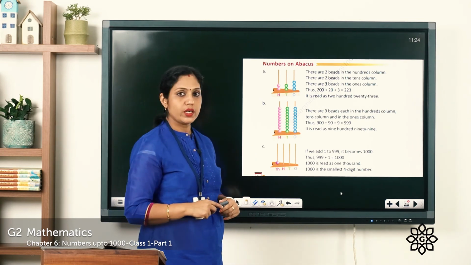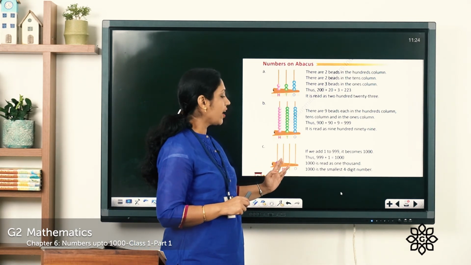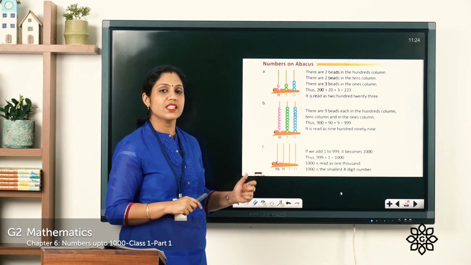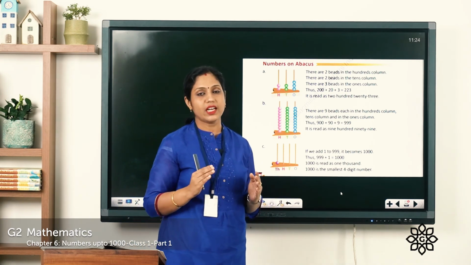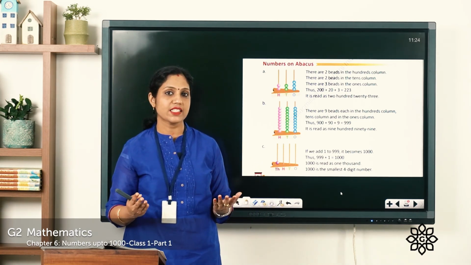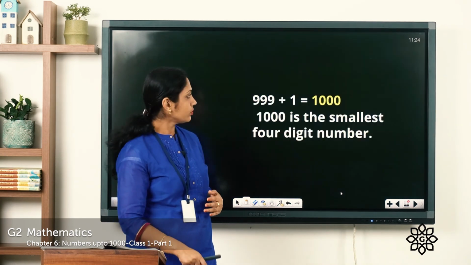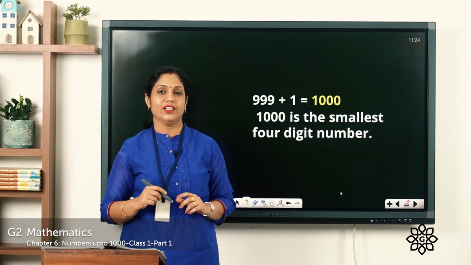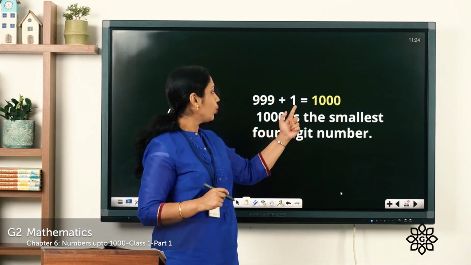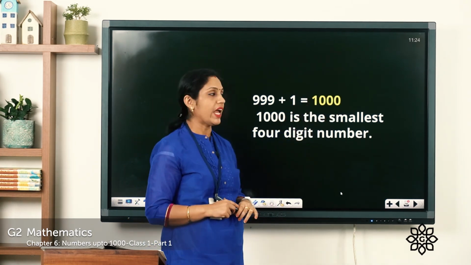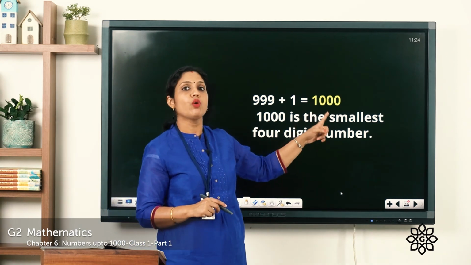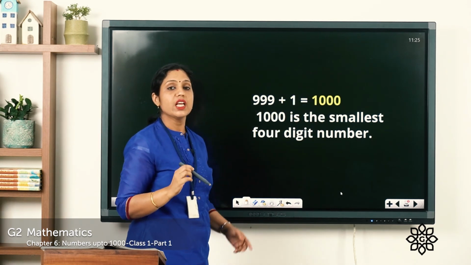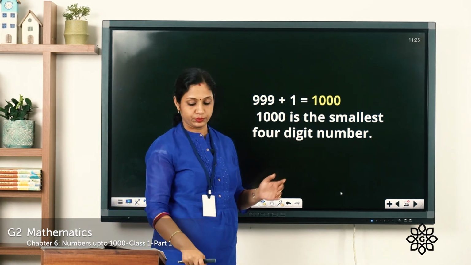And see the last one. Here you have ones, tens, 100 and 1000. So in the 1000 place you can see only one bead. That is, it is 1000. So after number 999, what will be the next number? It is 1000. So we already learned that to get the next number, we have to add 1. So 999 plus 1 is equal to 1000, and this 1000 is the smallest 4-digit number. You can see ones, tens, 100, 1000. So 1000 is the smallest 4-digit number.